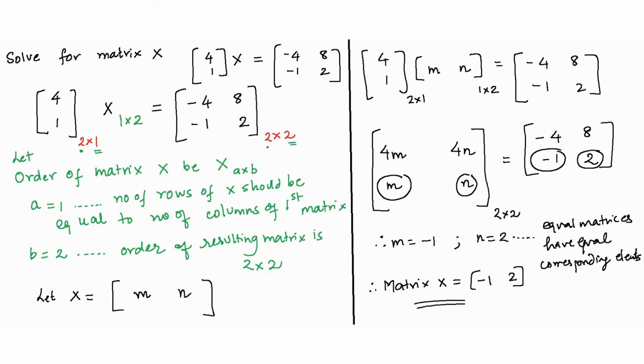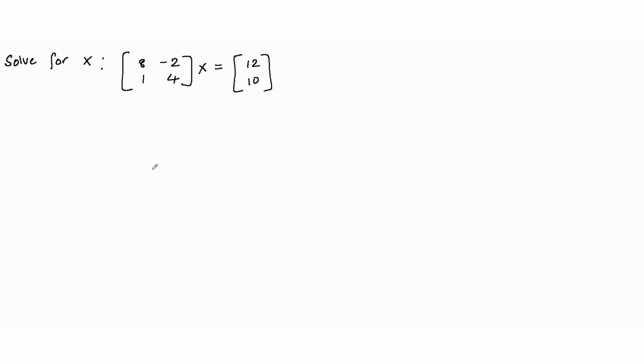Moving on to the next question. Consider the following question. Solve for x. Again, here we have a matrix whose order is, so let's write the orders here. The order of this matrix is 2 by 2, and we need to find the order of x, and the order of the result matrix is 2 by 1, right? So the matrix that we first have is a 2 by 2 matrix. We have to find the order of x, and that is going to lead to a 2 by 1 matrix.